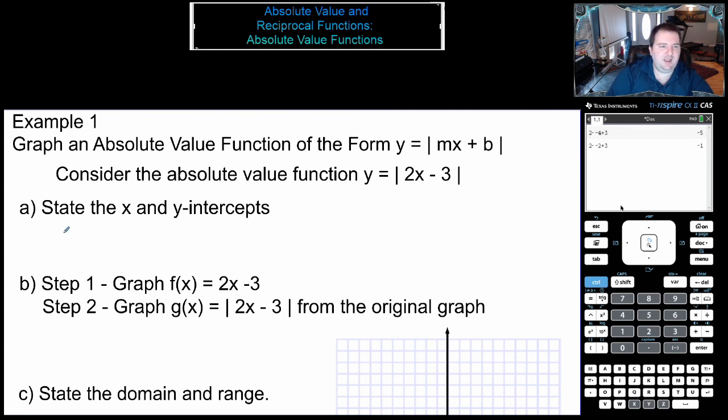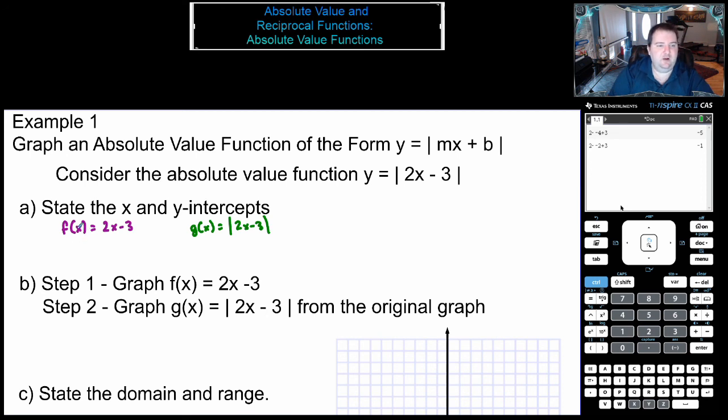So I'm going to split this up into two different functions. The first function, f of x, is going to be just 2x minus 3. So this is y equals 2x minus 3. The second function, of course, is going to be the absolute value of that first thing. So g of x is equal to the absolute value of that original thing.